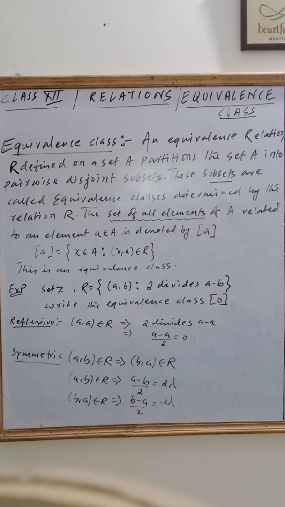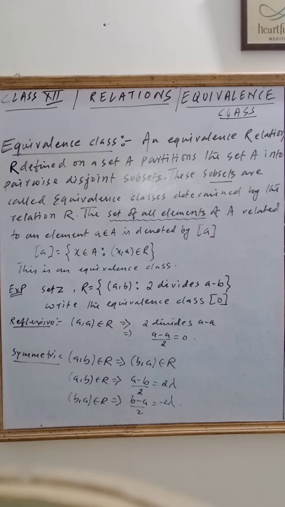The definition of equivalence class: an equivalence relation R defined on a set A partitions the set A into pair-wise disjoint subsets. These subsets are called equivalence classes determined by the relation R. So who will determine? It is the relation R. And what type of relation is this R? It is an equivalence relation.